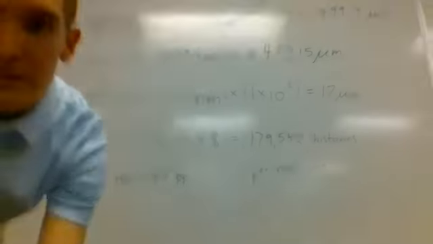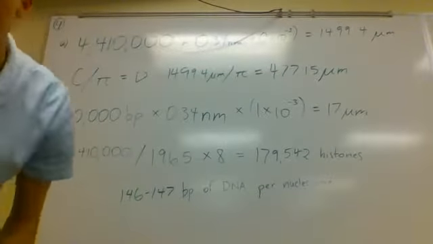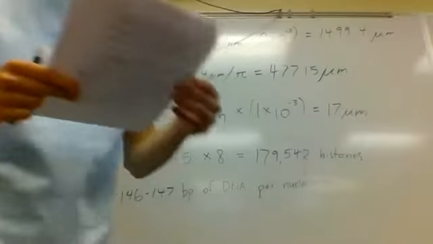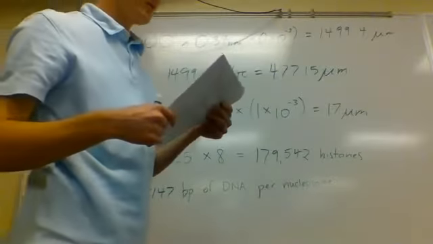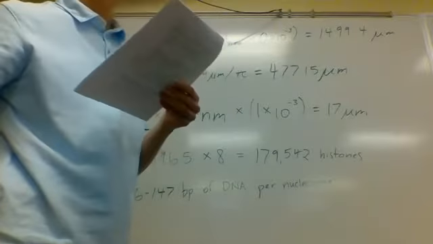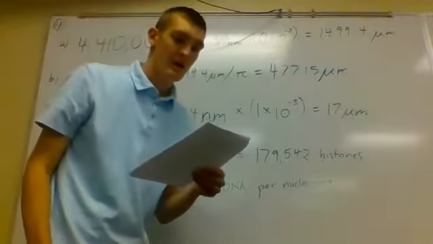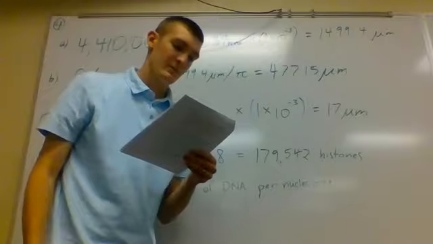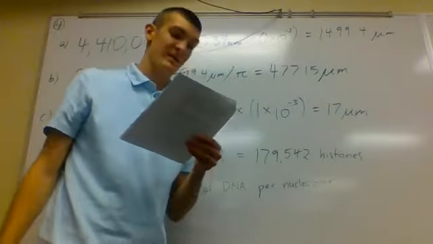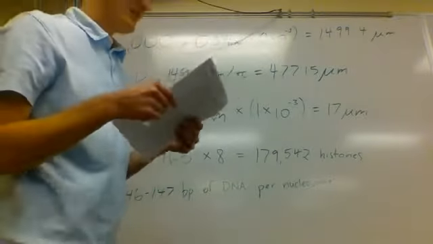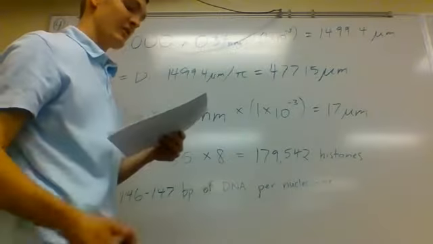Okay, so you can see that. So we have a bacterium. Mycobacterium tuberculosis has a single circular chromosome that is 4,410,000 base pairs in length. If the chromosome was stretched out linearly, how long would it be?